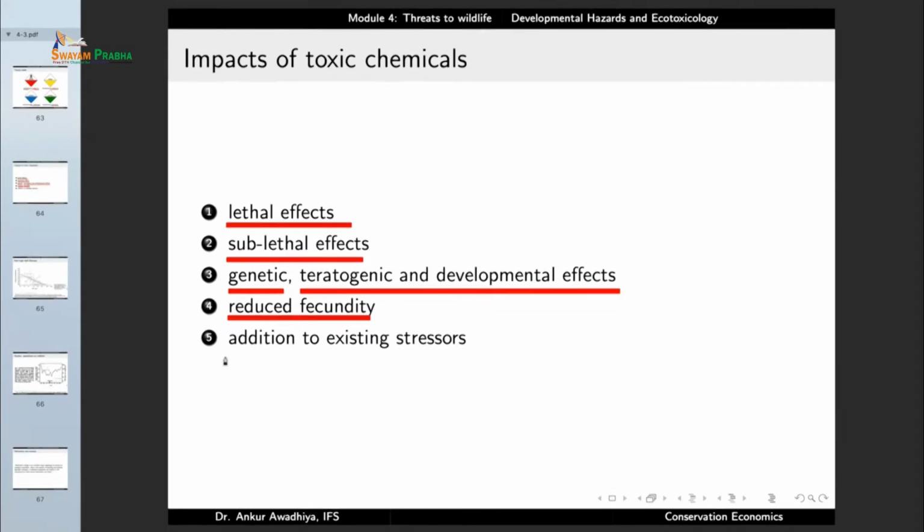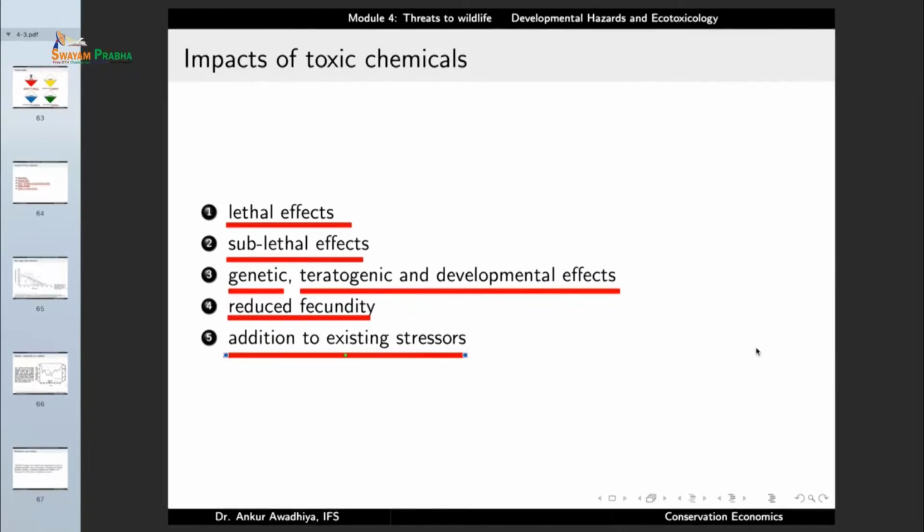This is possible because in certain cases the offspring, when they are in the fetal stage, will die off or there will be spontaneous abortions because of these chemicals, and so the fecundity will go down. And in any case, these toxic chemicals add to the existing stressors, which means that if the organisms are, say, weakened because of a disease or because of malnutrition, and if they are also exposed to these toxic chemicals in the environment, the impacts add up. So they add to the existing stressors that are already there in the environment.